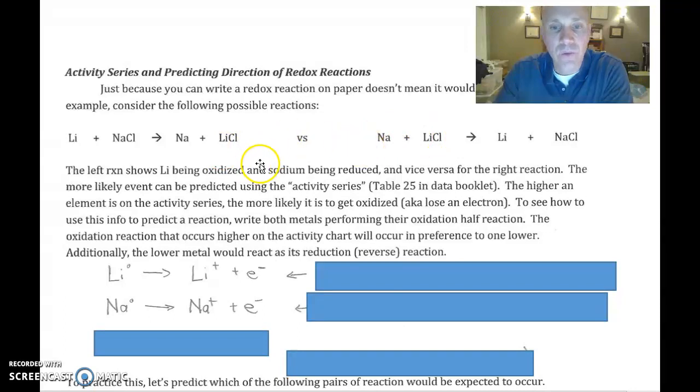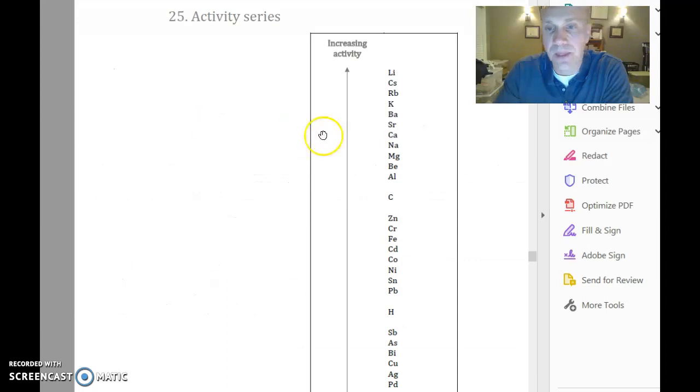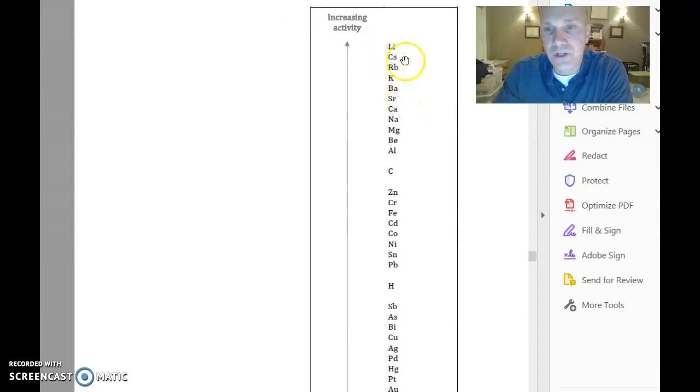The way that we're going to do this is by using what's called an activity series. This might look familiar from sophomore chemistry. The only difference is we didn't talk about oxidation reduction in sophomore chemistry. In this case, we do. So essentially the way this works is that the higher a metal is on this particular list right here, the more likely it would be to get oxidized.